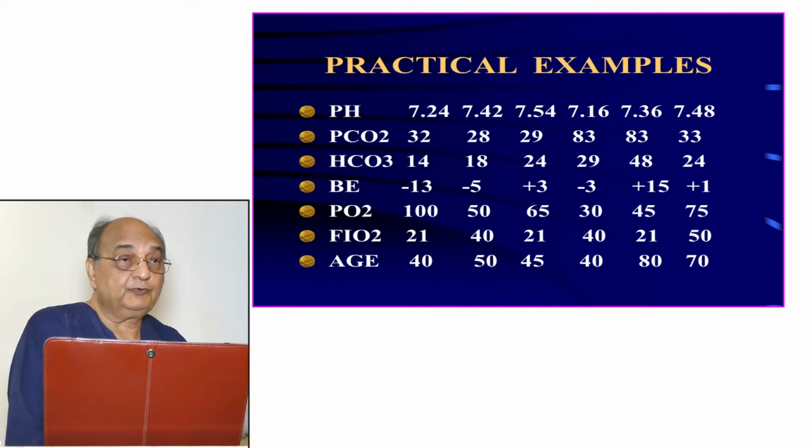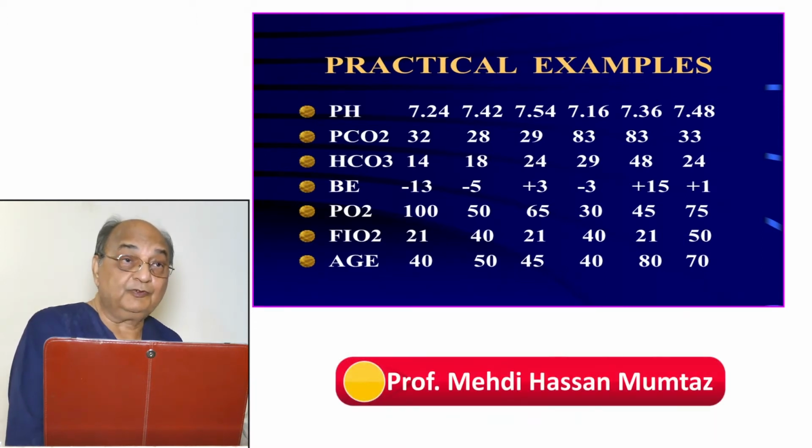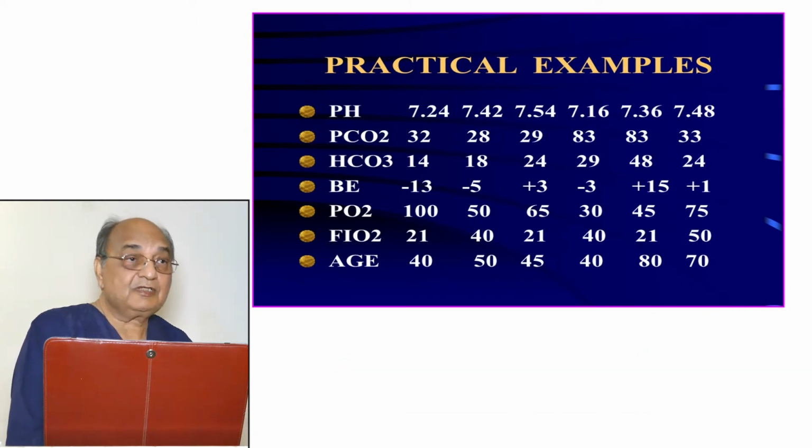pH 7.24, what does it show? It is less than 7.4, so this is showing acidosis. And it is outside the compensatory range, which is 7.3. So it is acute acidosis.